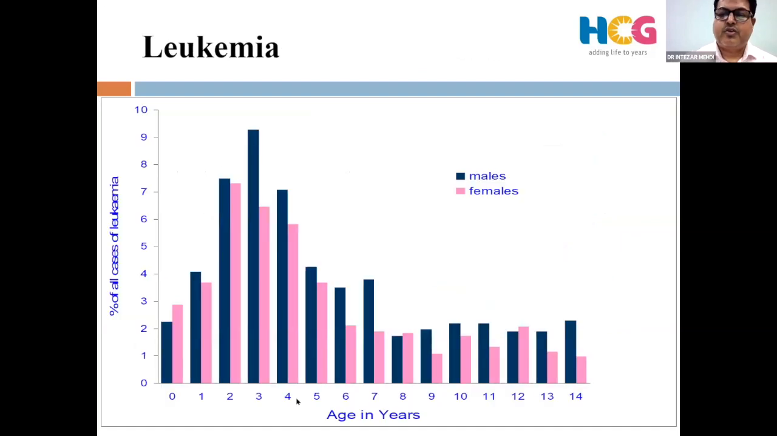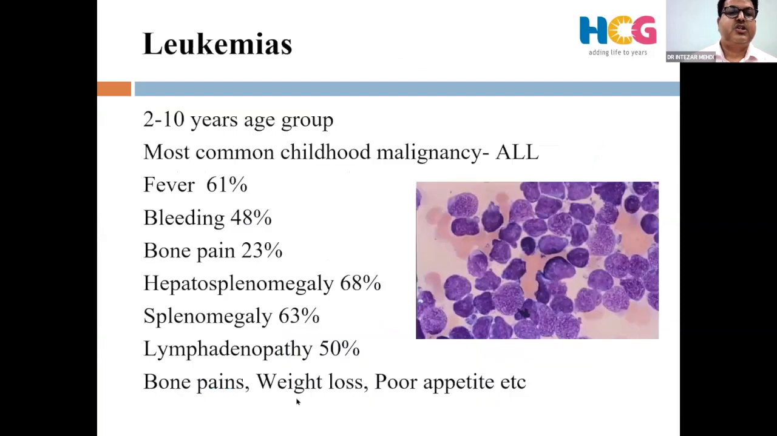So let's come to our topic for today, which is leukemia, or ALL, in children. As you can see, there is a male preponderance, and most of the children affected are between the ages of 2 to 10, and most of them between 2 to 5, which is the peak age, with a slight male preponderance.